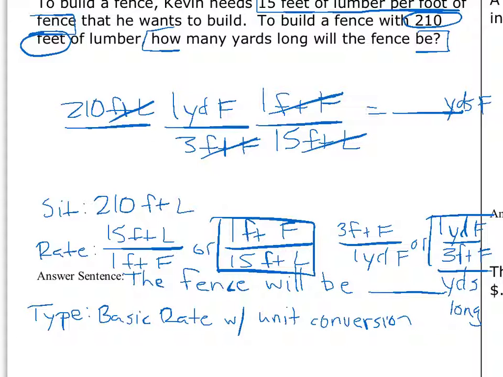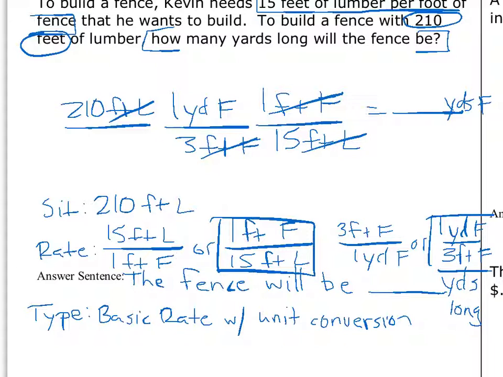Okay, so we knew it was a basic rate because we were given one situation and one rate, but we had that sneaky unit conversion, and this is what test makers love to do, and I promise you'll see one on the CST like this. They're going to throw one in there that's going to have that sneaky unit conversion that's going to go in the riddle. So it's a basic rate with the unit conversion.